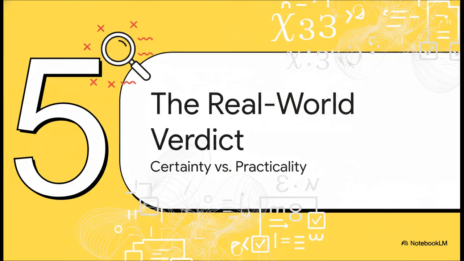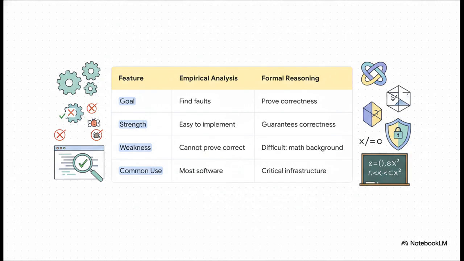So we have these two very different tools. One is practical and finds bugs. The other is super complex but gives you absolute certainty. How on earth do we decide which one to use in the real world? Well, this table really lays it all out.